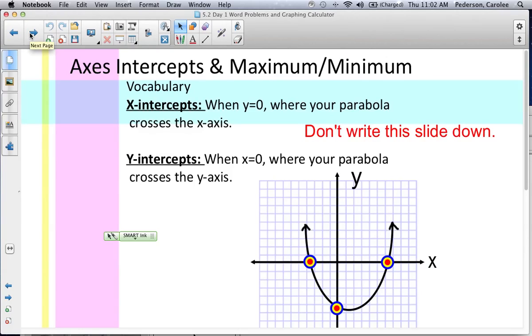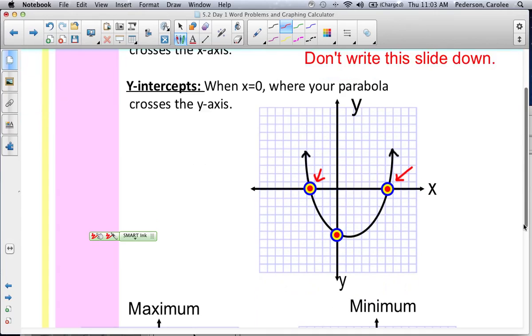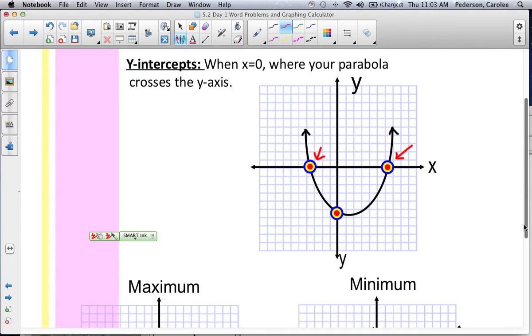The first slide, I don't want you to write anything down. It's just to review what x and y intercepts are. The x-intercept is where it crosses the x-axis. So you'll notice there are two x-intercepts in this graph. There's an x-intercept right here and an x-intercept right there. The y-intercept is where it touches the y-axis. So there's one y-intercept in this picture. It is right there. When we identify these, we want to identify them as ordered pairs.